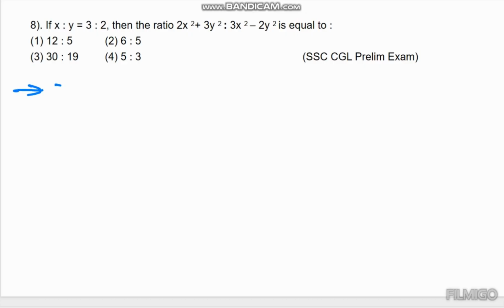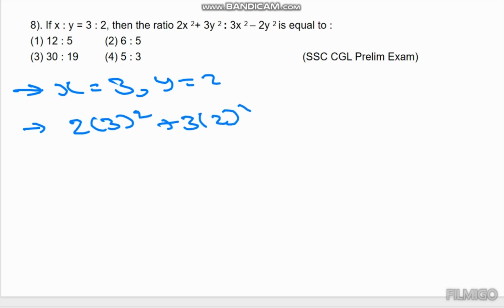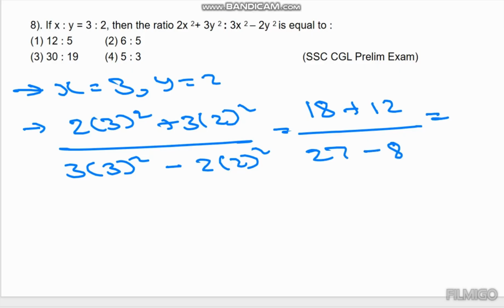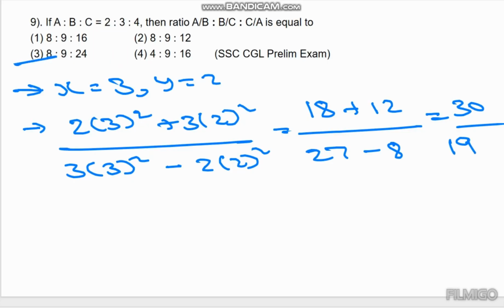Here given value of x equal to 3, y equal to 2. So substitute the values of x and y in the above equation. 2 into 3 square plus 3 into 2 square by 3 into 3 square minus 2 into 2 square equal to 18 plus 12 by 27 minus 8 equal to 30 by 19. So the answer is option 3. Let us go to another question.